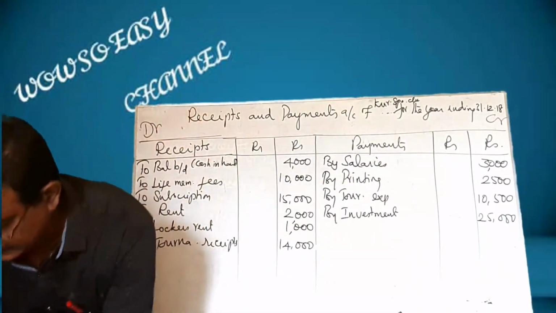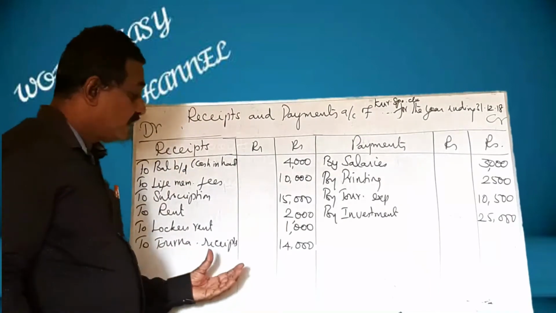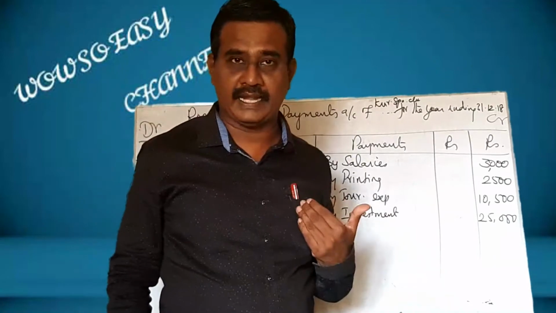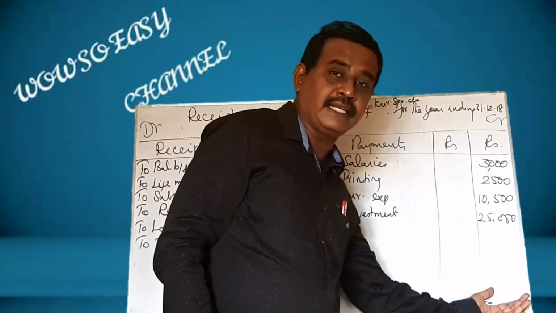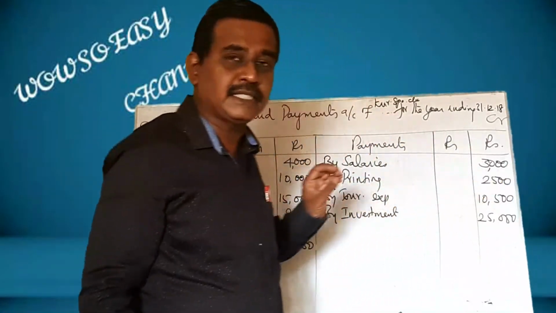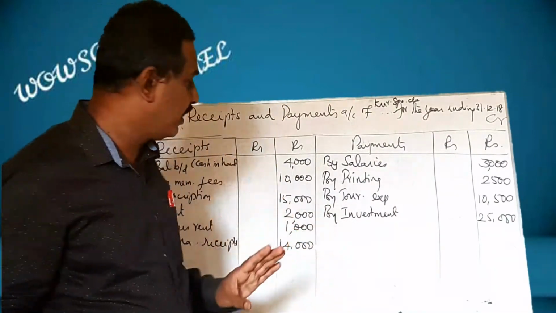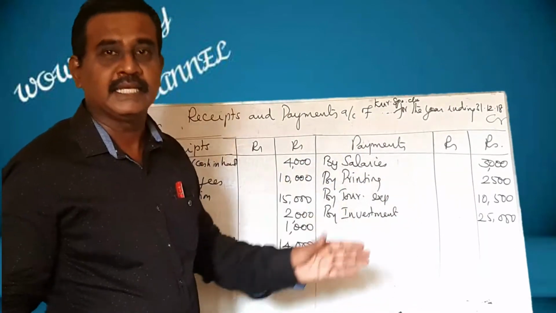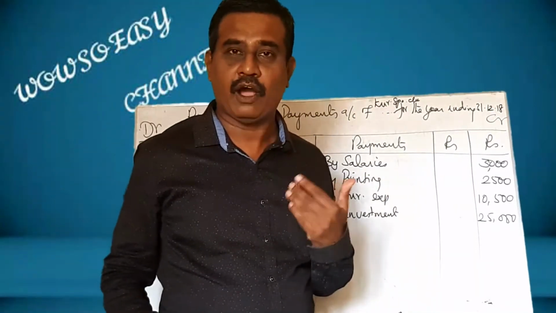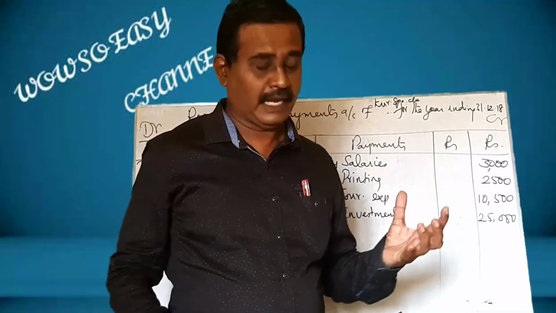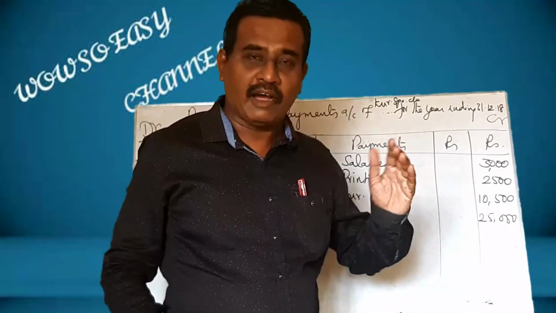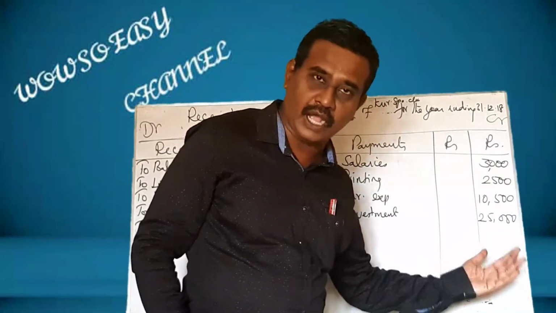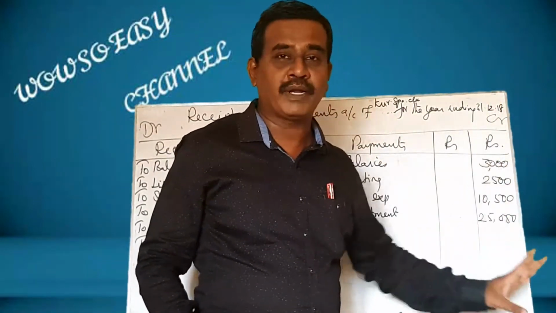That's all. See, if this side is exceeding, it means there is cash in our hand, whereas when this side is exceeding, it means there is a bank overdraft. Remember, when the receipts side is more than the payment side, it means there is cash in hand, or our money is deposited in the bank. Our money is in bank. You have to remember that. When this side is exceeding, you have to assume that there is a bank overdraft.